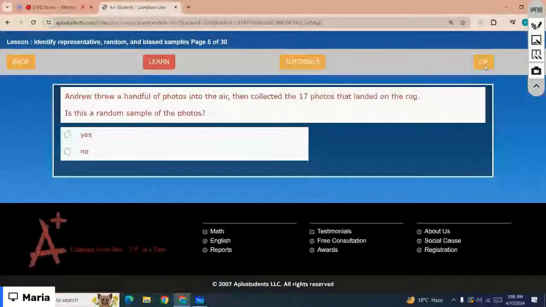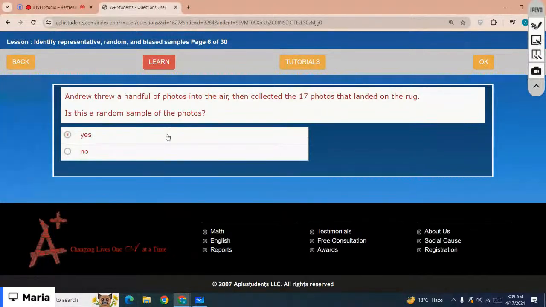Okay, the next one is: Andrew threw a handful of photos in the air, then collected 17 photos that landed on the rug. Is this a random sample? Yes, this is a random sample, right? Because you randomly got 17 photos. You don't know what kind of photos these are, not any special ones. These are random samples. The correct option is random sample.